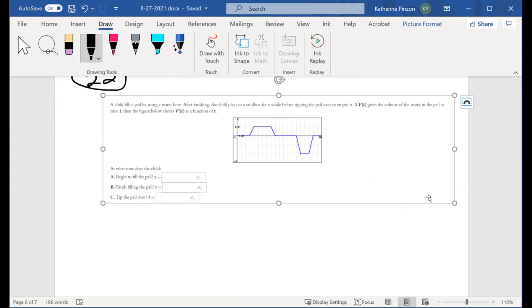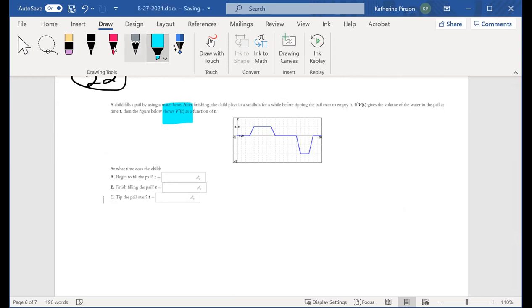This figure doesn't show the volume, right? This figure shows the derivative. The derivative tells you how fast the volume is changing. Okay, so that's a really tricky part. This figure is showing you the derivative. At what time does the child begin to fill the pail?